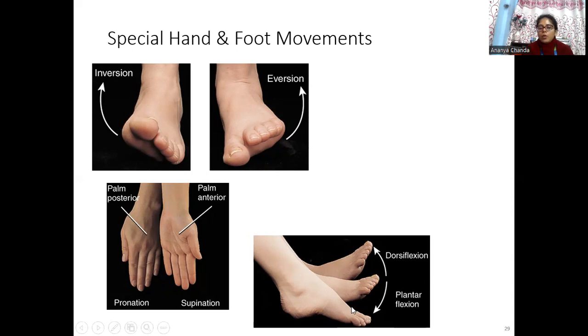Then comes the toe or foot movement, where there are two types of movement, dorsiflexion and plantar flexion. Dorsiflexion is going upward, and plantar flexion is going away from the midline to the normal position.